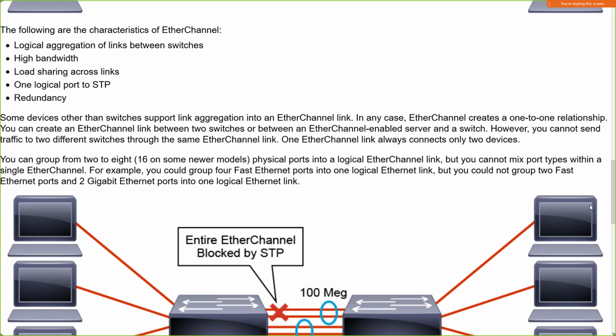Oftentimes, what we'll do is implement Etherchannel, and then we'll go back in a couple of months and see, based on the interface statistics, which interfaces are being utilized the most, and we might decide to change our load balancing method based on the fact that one link might be used more than another. Okay. You can group from 2 to 8 physical ports in an Etherchannel.